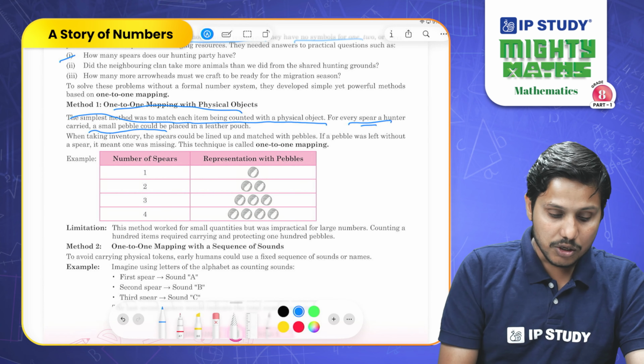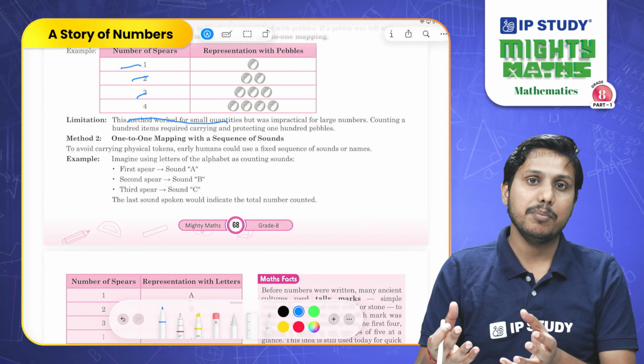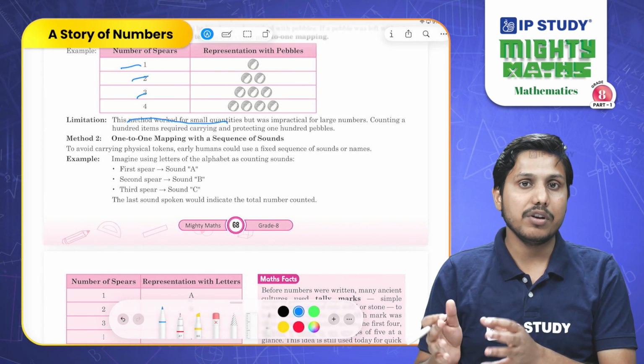But what was the limitation of this one-to-one mapping? This method worked for small quantities, because for large quantities they may need to carry more pebbles or stones, which would be difficult to do.